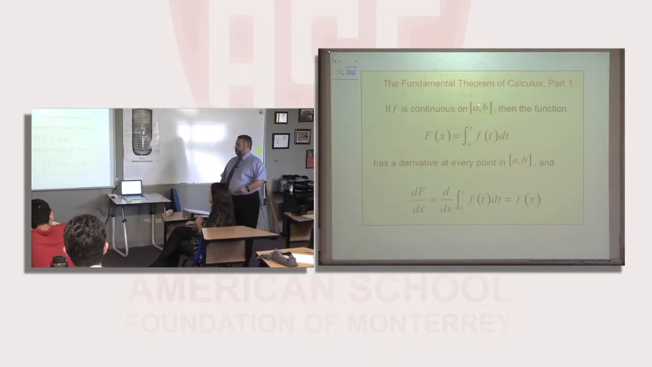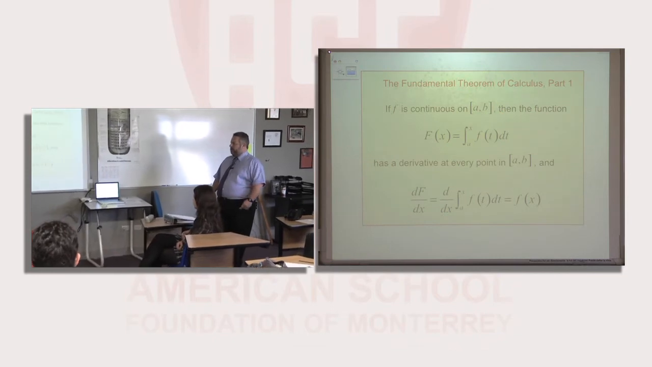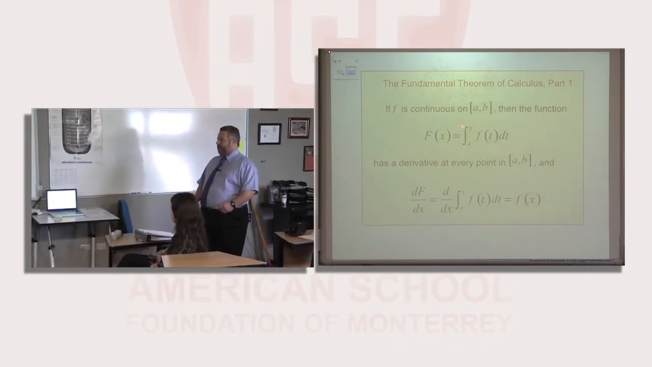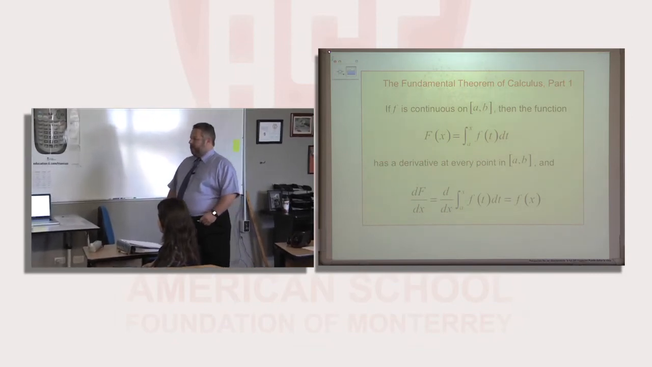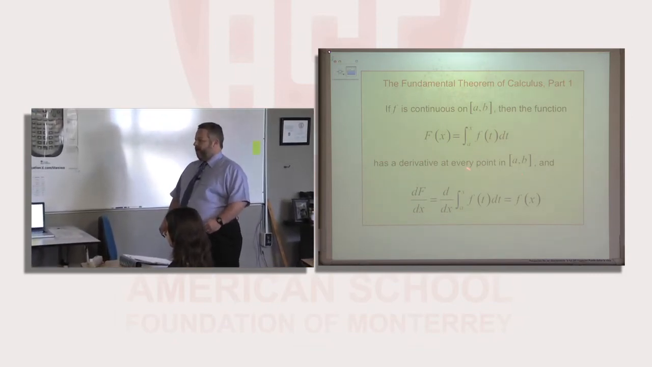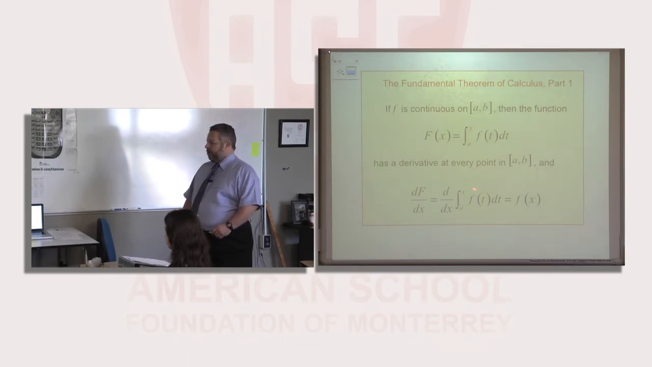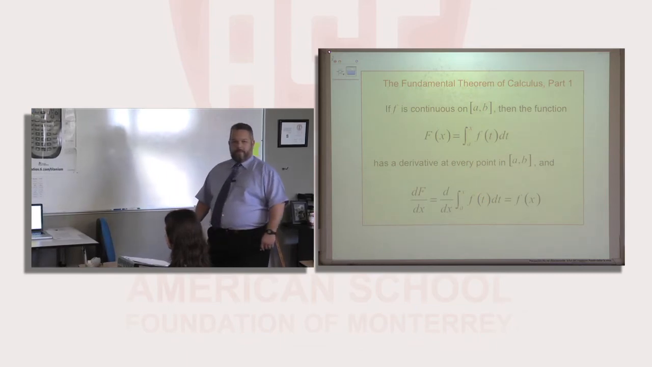If f is a continuous function on the closed interval [a, b], then the function capital F at x, which we're defining as the integral from a to x of f at t dt, has a derivative for every point in this closed interval, and the derivative is the function evaluated at x.